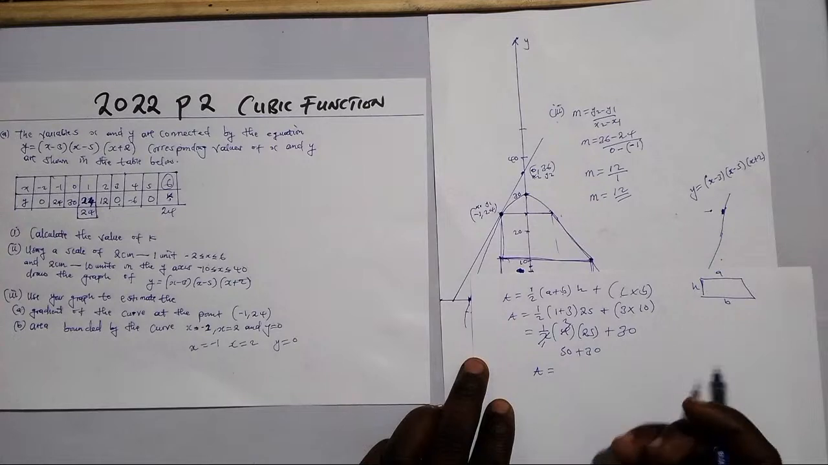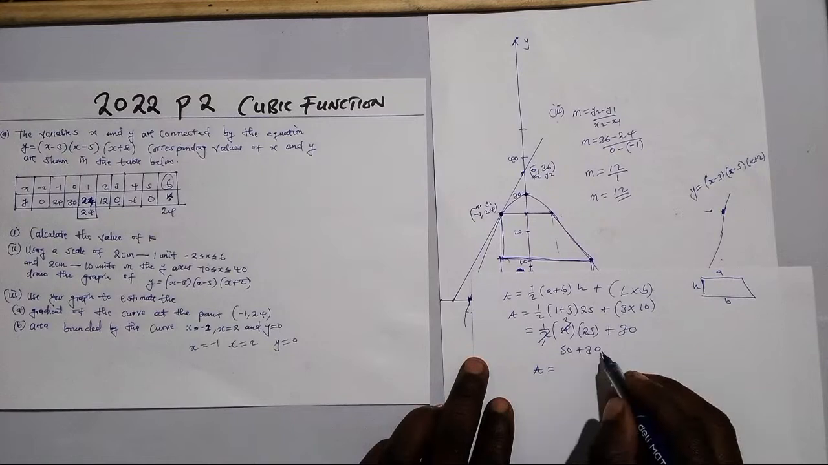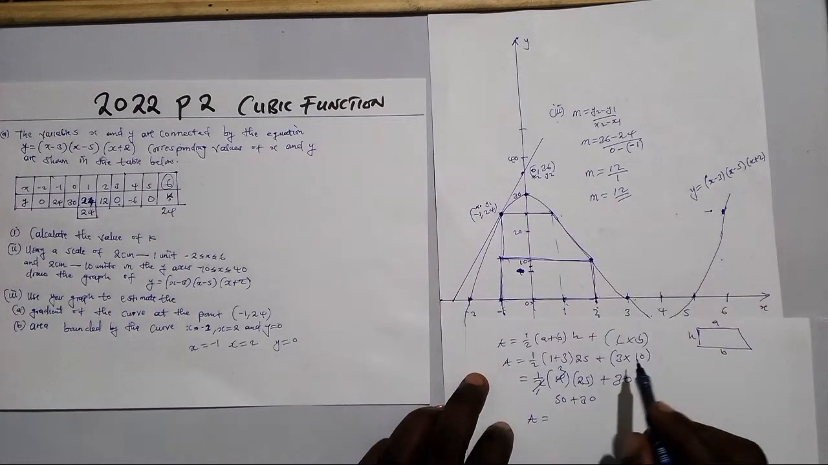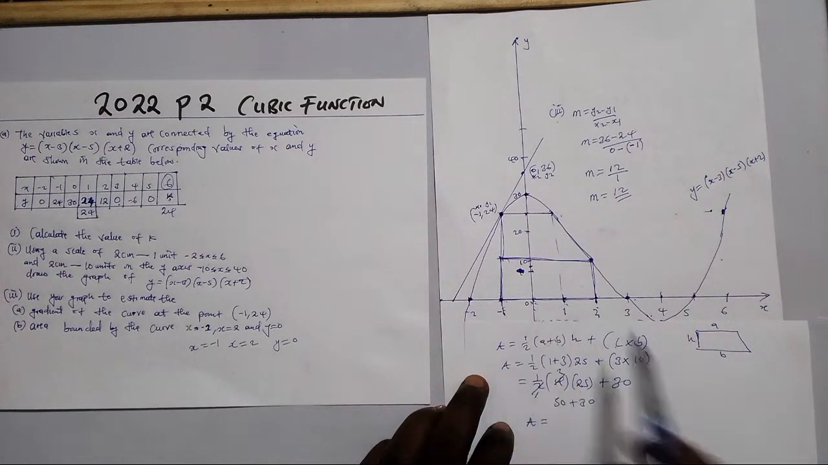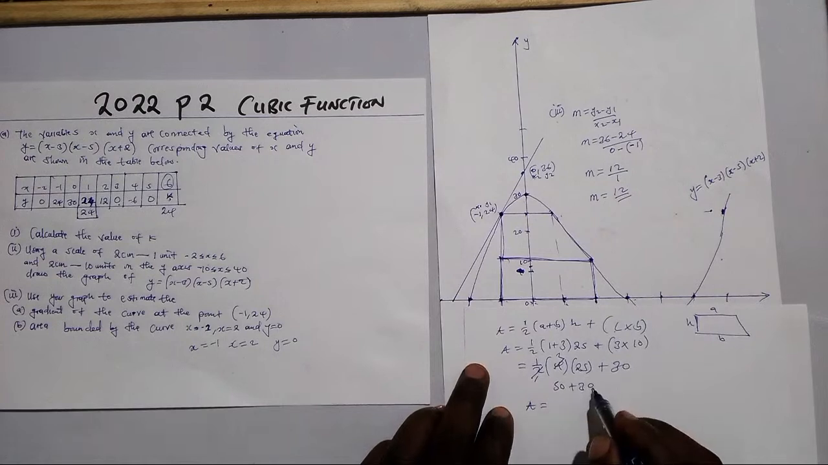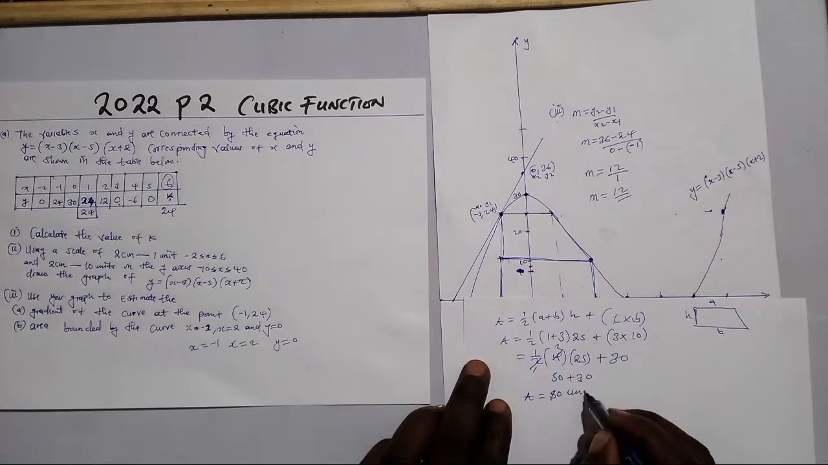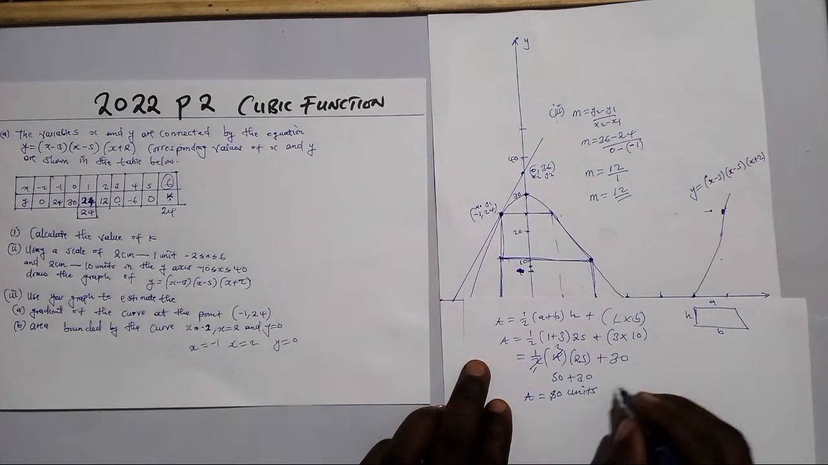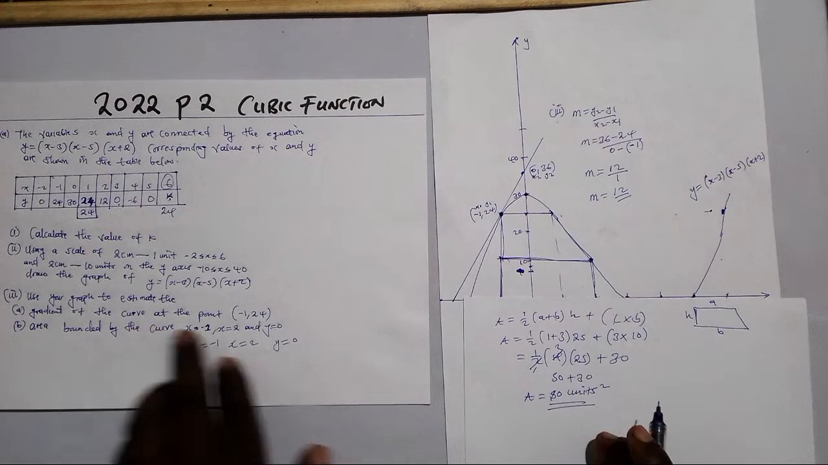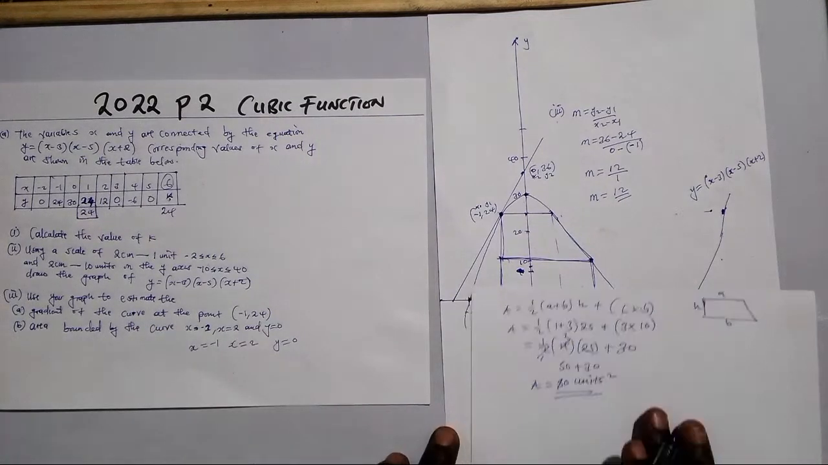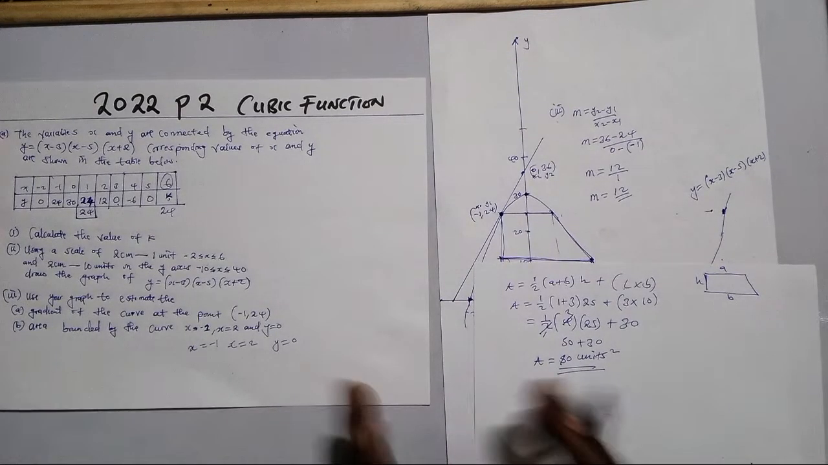So let me check how many units we have. 1, 2, 3. So we have 30, 50 plus 30, we have 80 units square. This is our area bounded by the curve. So this is where this question ends.